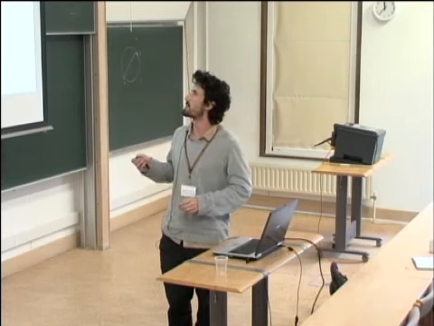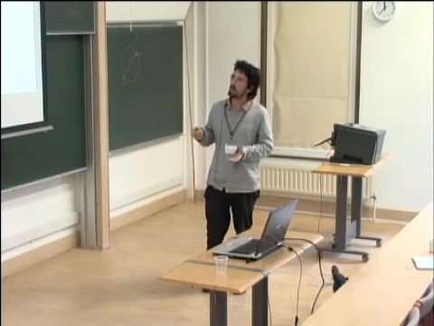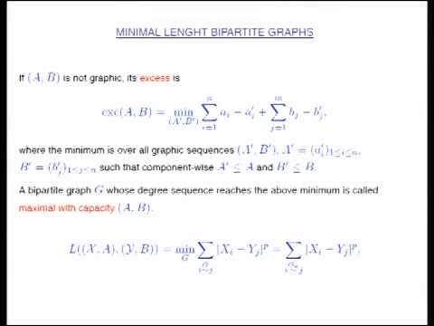If the sequence is not graphic, I also want to define my functional. So I define the excess as being the minimum of the sum over i of A_i minus A_i prime, plus the sum over j of B_j minus B_j prime, over all sequences A prime and B prime which are graphic, such that there is a bipartite graph with degree sequence A prime and B prime, and such that A prime i is less than A_i and B prime j is less than B_j. So it's just the smallest number of edges that you need to lose to get a bipartite graph with this degree sequence, A, B.